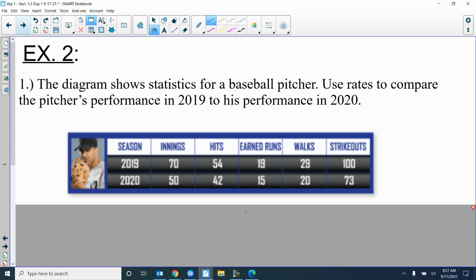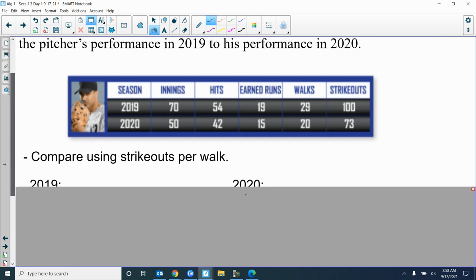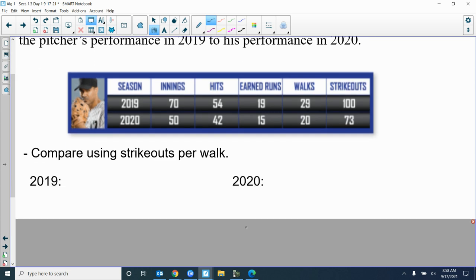Now, we need to tell you what rate to look at. You can look at innings to hits, earned runs to innings, but we want to be specific. So we're going to compare strikeouts per walk and see which year was better. Strikeouts will go on top. So in 2019, he had how many strikeouts? 100. And then how many walks did he have that year? He had 29. So take 100 divided by 29.